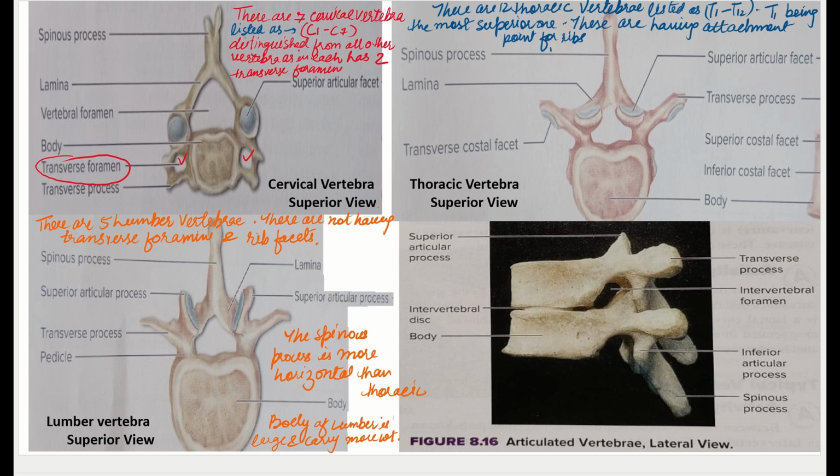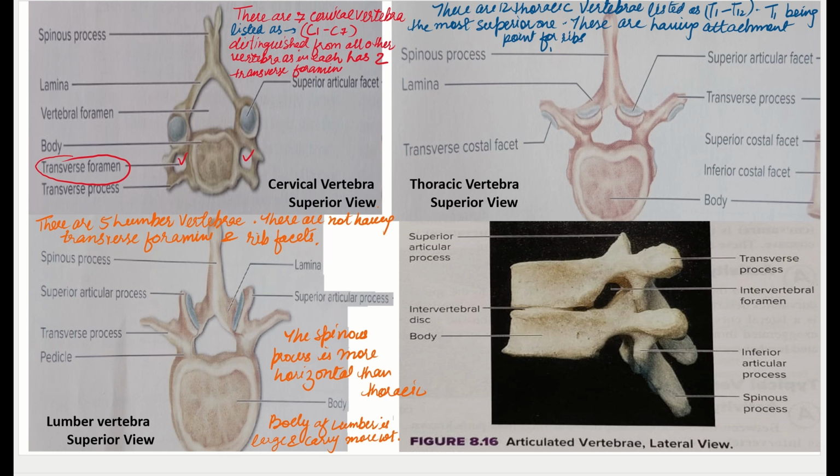There are 7 cervical vertebrae, listed as C1 to C7. These are distinguished from all other vertebrae in that each has a transverse foramen. Next is the thoracic vertebrae, and there are 12 thoracic vertebrae listed as T1 to T12, T1 being the most superior one, and these have attachment points for the ribs. You can see the different features of these cervical and thoracic vertebrae in the image here.